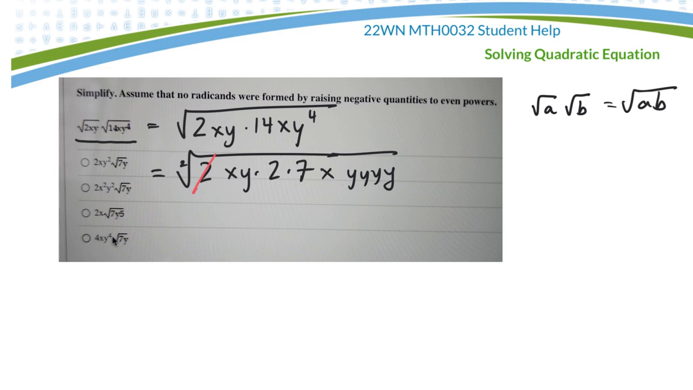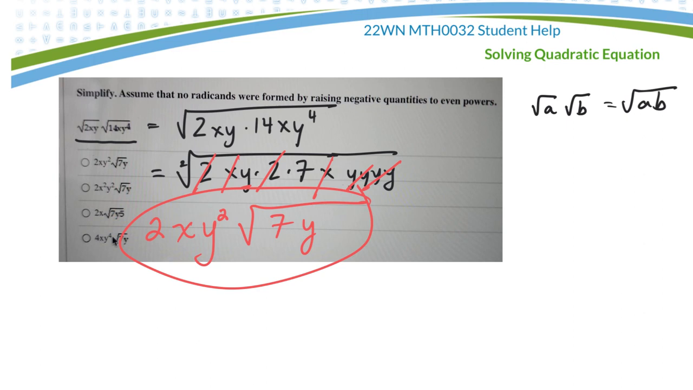So here's two 2's, I'll bring a 2 out. There's two x's, I can bring an x out. Here's two y's, bring a y out. Here's another two y's, bring that second y out. And then I think that's all I can bring out. Then I just write what's left inside. So there's a 7 in there, oh, and there's a y right there. So that would be my answer.